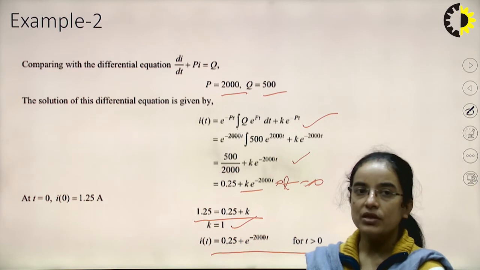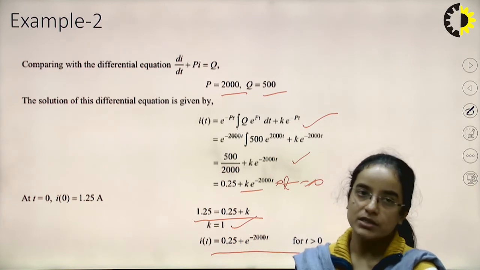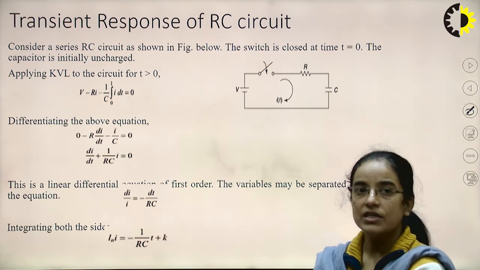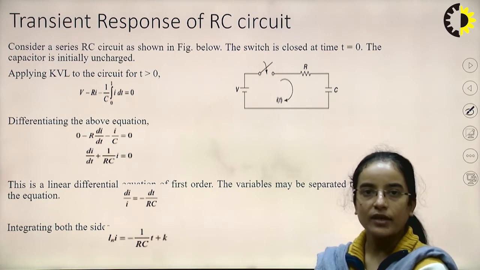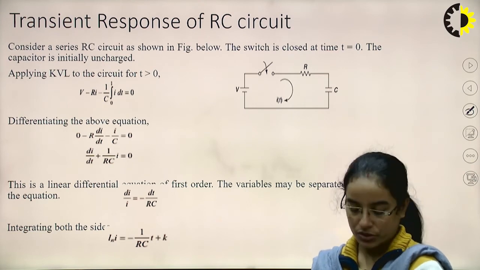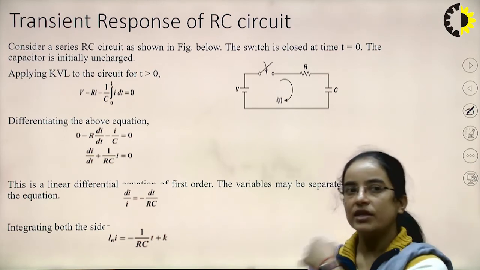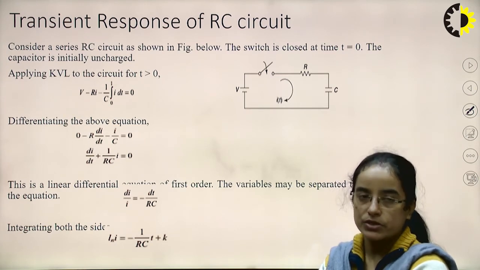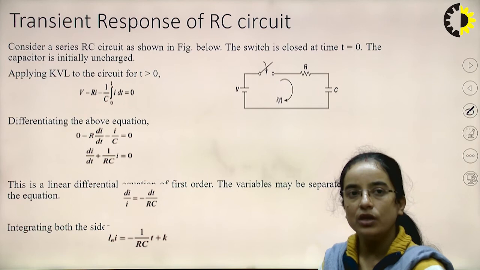Today's last topic is the transient response in an RC circuit. So consider a series RC network as shown in this diagram. The switch is closed at time t equal to 0, and it is given that the capacitor was initially uncharged. So there was no charge across the capacitor.